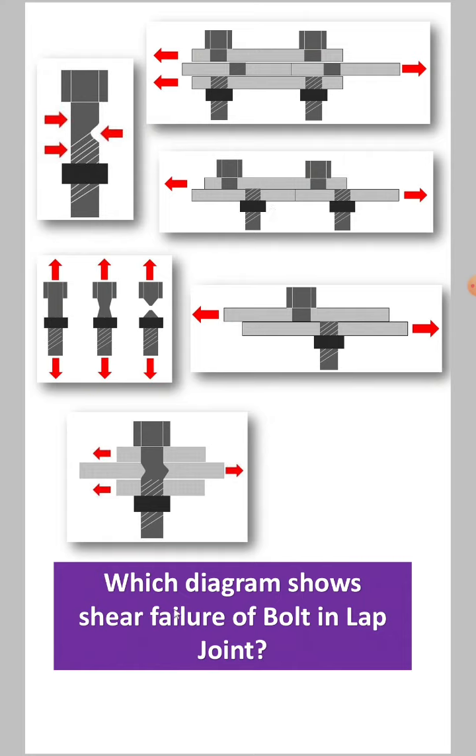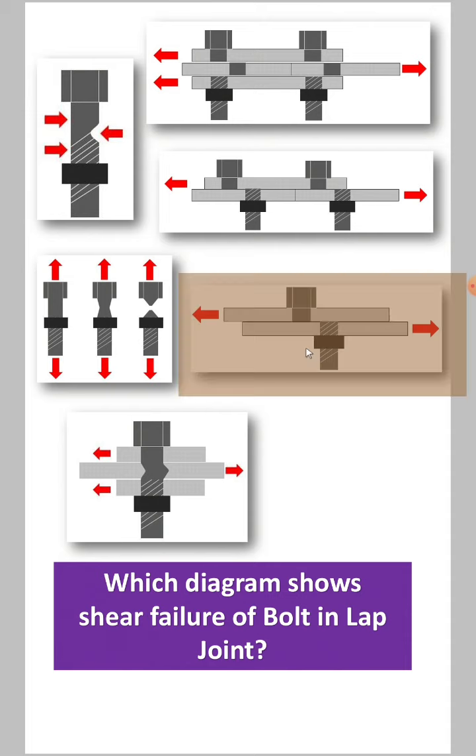Alright, we are at the last question, which is asking which diagram shows shear failure of bolt in lap joint. Obviously we have covered tensile failure, then bending failure, then bearing failure, then double shear plane failure, then single shear plane failure in butt joint. These two are butt joints. This one is a lap joint. You can clearly see that two plates have been lapped upon each other and connected using a bolt. Now click this one and we will be coming to the end of this sheet.